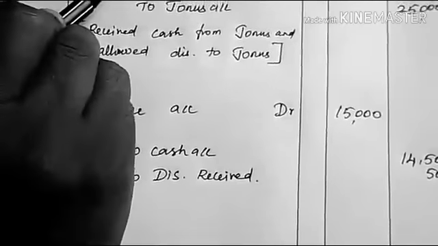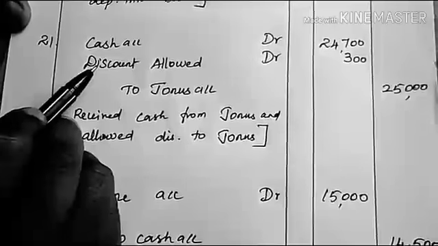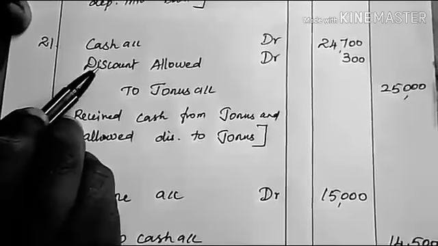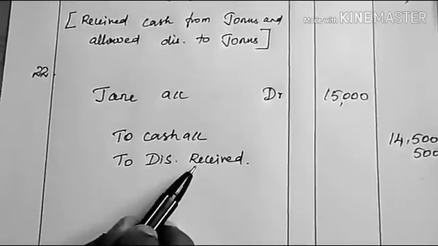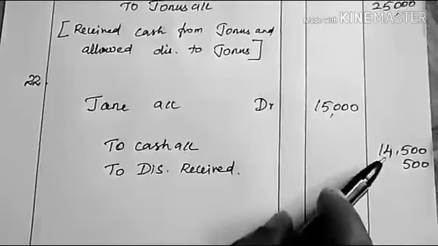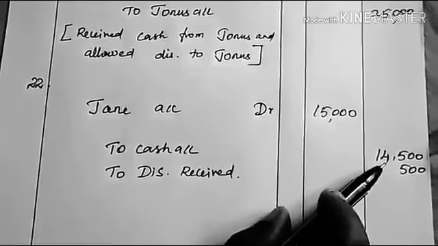See, when you allow discount, it is a loss for you, or an expense. So the nominal account rule is debit all expenses and losses. When you receive any discount, it is an income. See, instead of 15,000, you have paid only 14,500. Full settlement is over. Hereafter, you are not going to pay any amount to Jane.